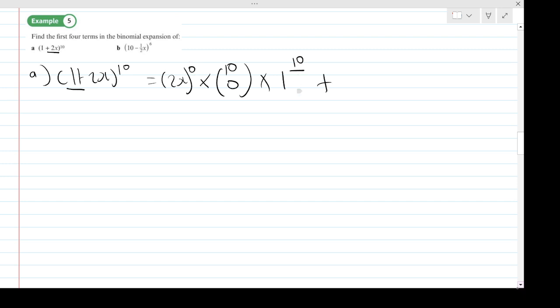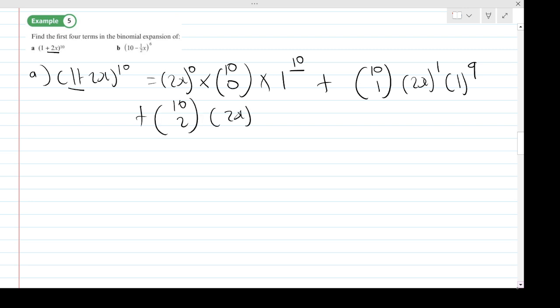Okay, then we add the next term, so then that'd be 10 choose 1 now. Then the power of x would be 1, so 2x all to the power 1. Then we have the 1 here raised to the power of 9. Okay, so then 1 and 9 here gets us 10. Then the next term will be 10 choose 2, which would mean the 2x would then be a power of 2. Then the 1 would then be a power of 8.